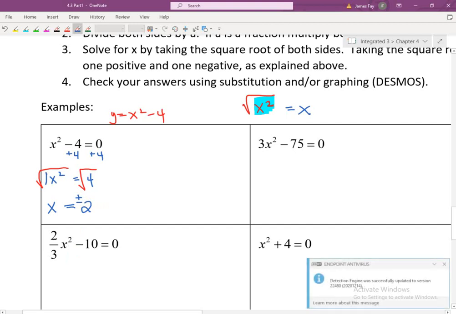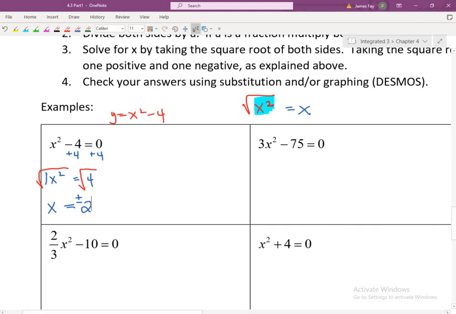And negative 2. Okay? So plus or minus 2. Whenever you put in the square root, there's going to be 2 results, plus or minus. You got to remember that. Now, let's talk about what that just did for us.